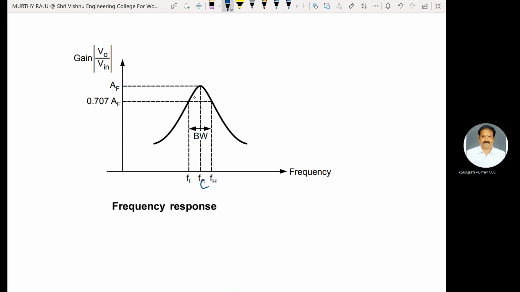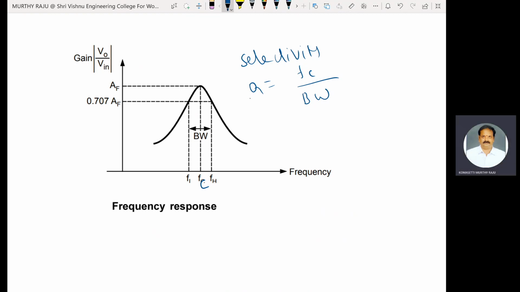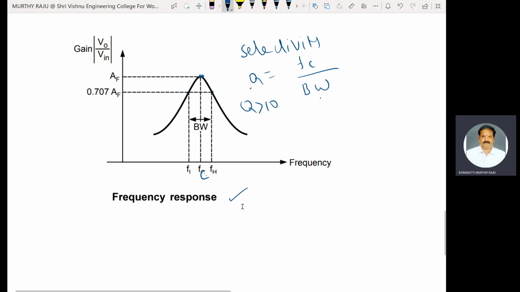This is the gain versus frequency. This one is FC. The bandwidth is very narrow. Selectivity Q is equal to FC by bandwidth. If Q is very high, Q greater than 10 for a narrow band pass filter, the bandwidth is very small. At FC, this characteristic curve has a peak. The peak value corresponds to the gain AF, with FL and FH. This is the frequency response.